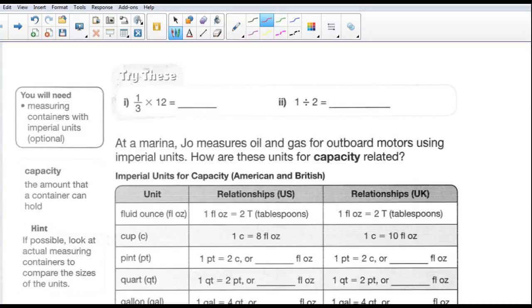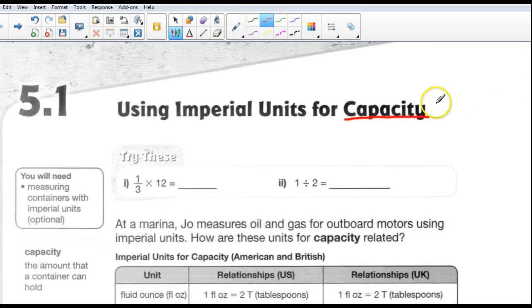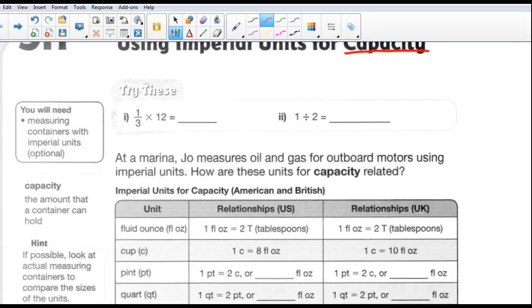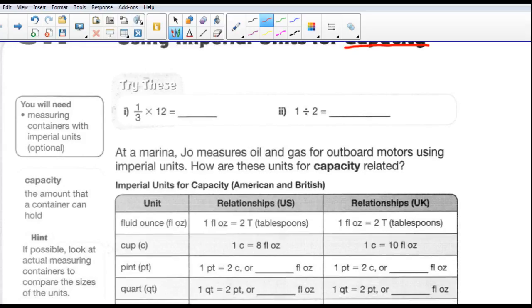Okay, this is 5.1, and 5.1 deals with units for capacity. It's a unit of measurement that deals with the amount that a container can hold. Now, there's special units for capacity, and you've heard these units before. For example, when you're filling up a gas tank at the gas station, you're filling it up in liters. If you're in the United States, you're filling it up in gallons.